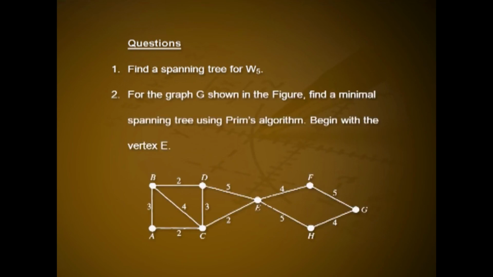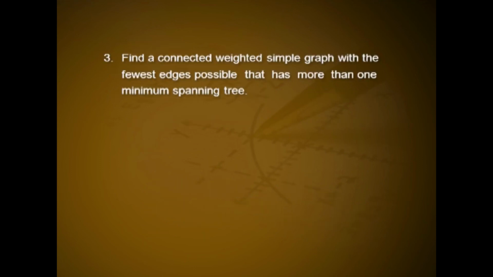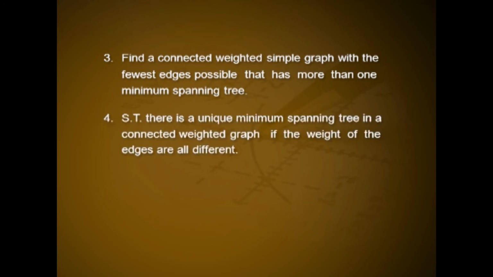First one, find a spanning tree for W5. Second one, for the graph G shown in the figure, find a minimal spanning tree using Prim's algorithm. Begin with the vertex E. Third problem, find a connected weighted simple graph with the fewest edges possible that has more than one minimum spanning tree. Fourth one, show that there is a unique minimum spanning tree in a connected weighted graph if the weights of the edges are all different.